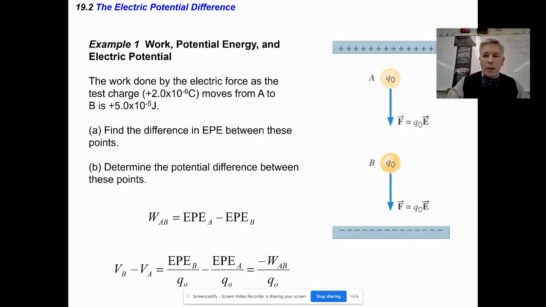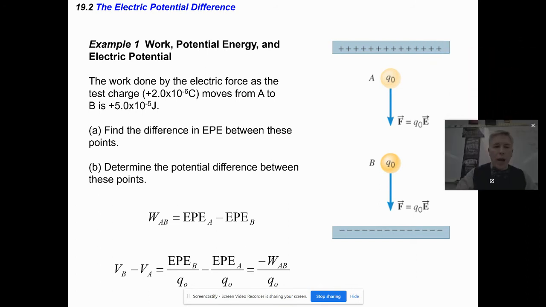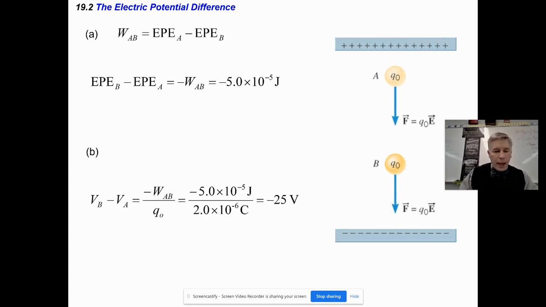So here, let's try a little sample problem. Let's say that you have a positive 2 microcoulombs here, and it's at position A, and you're going to let it move.